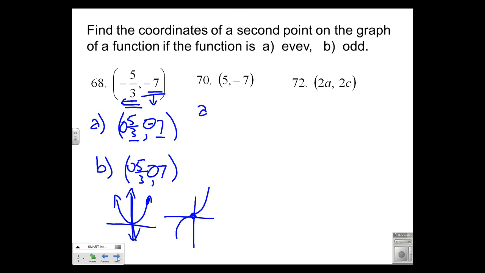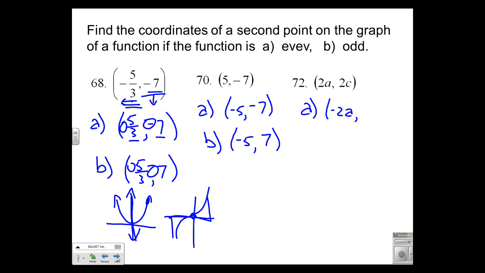So, what do I know about even graphs? I know that the height in the opposite direction should be the same. What do I know about odd graphs? I know that the height in the opposite direction should be the opposite. What do I know about even graphs? The height in the opposite direction should be the same. What do I know about odd graphs? The height in the opposite direction should be the opposite. So there's even and odd functions. I think it's really beneficial to think of the picture, not the written abstract rule.